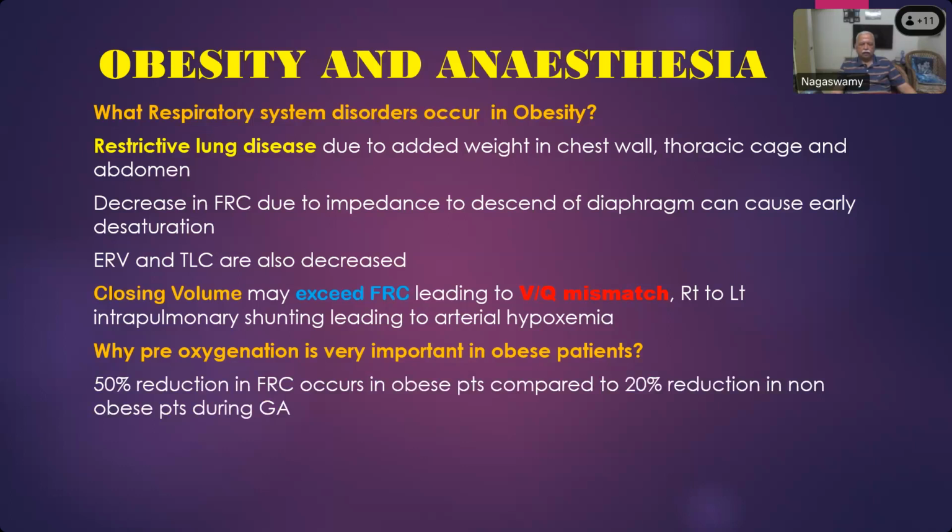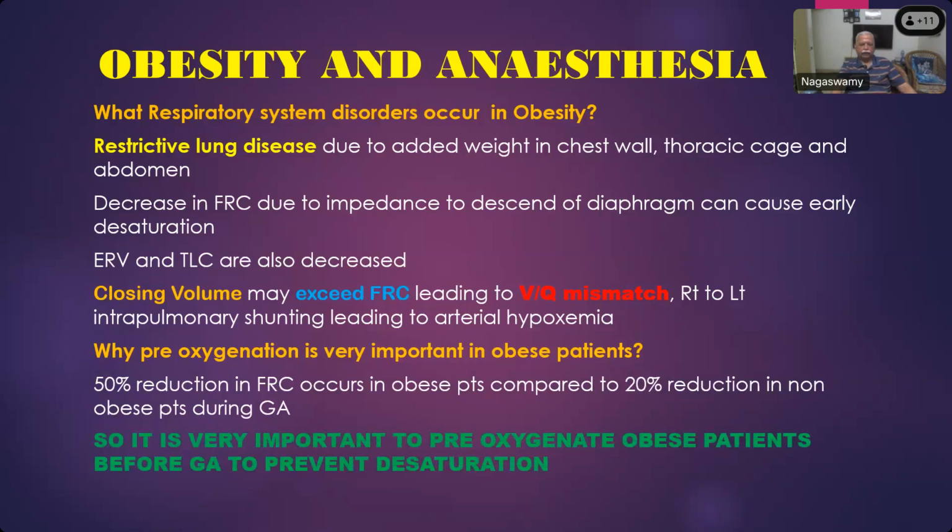So that is the reason these people will desaturate much faster. So the safe apnea period is very shortened in obese patients. So the pre-oxygenation becomes very important. It is very important to pre-oxygenate obese patients before GA to prevent desaturation and prolong the safe apnea period. Okay.